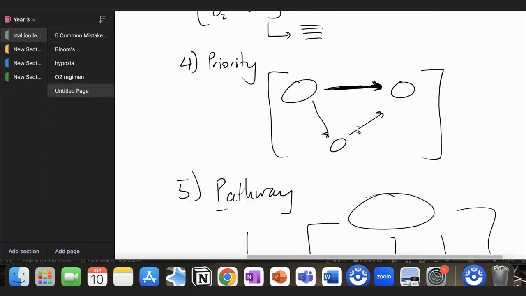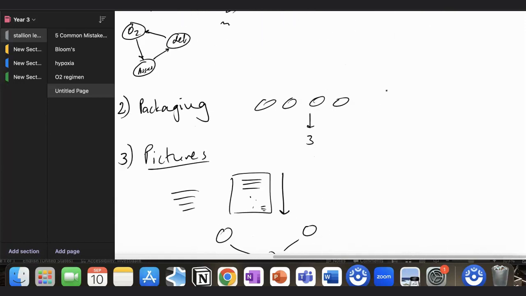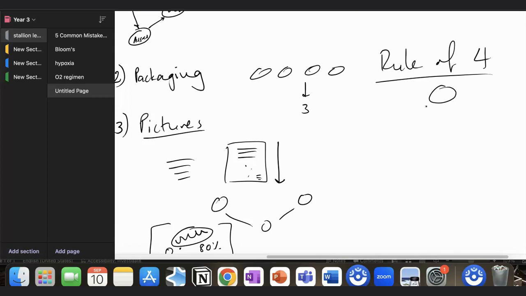So those are the 5 P's. I also wanted to touch on packaging here, about the rule of four. The rule of four basically states that if you have side topics or side information coming off a concept, you should never exceed four things coming out of it. So no more than four. Anything more than four is not really as efficient. You might want to consider taking it down a bit.